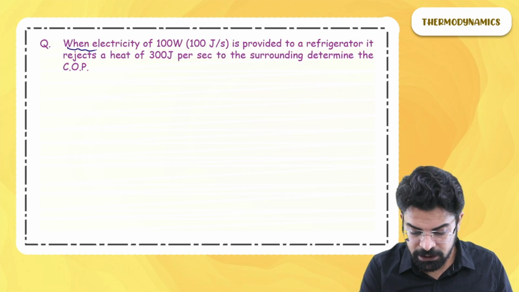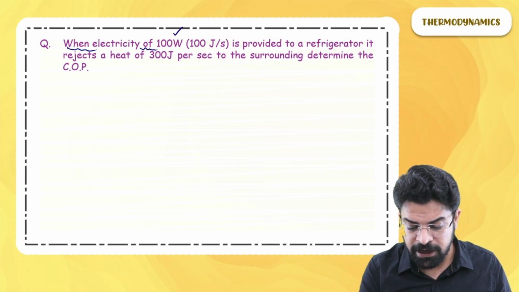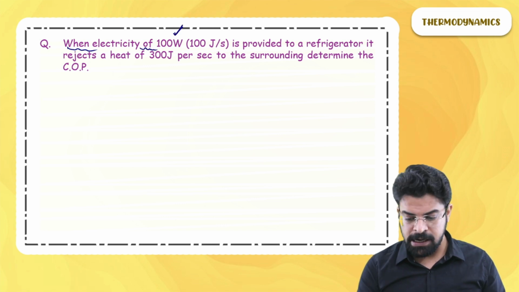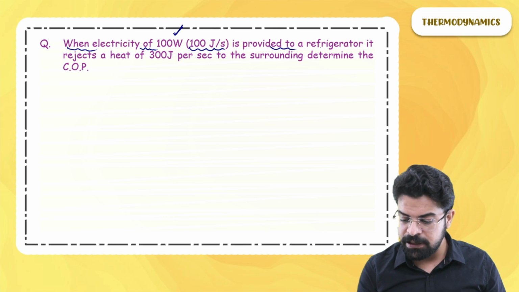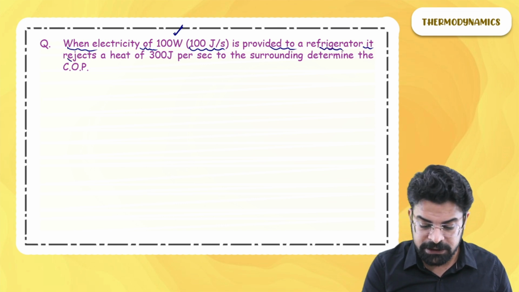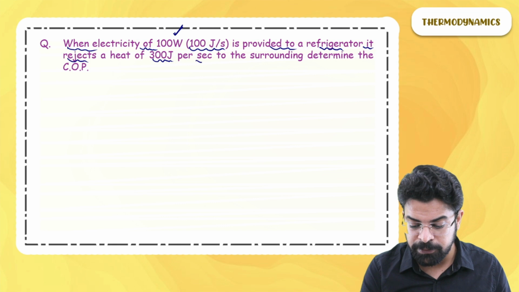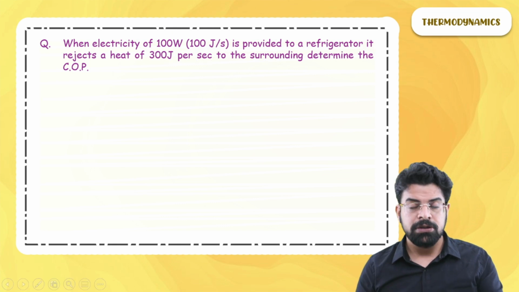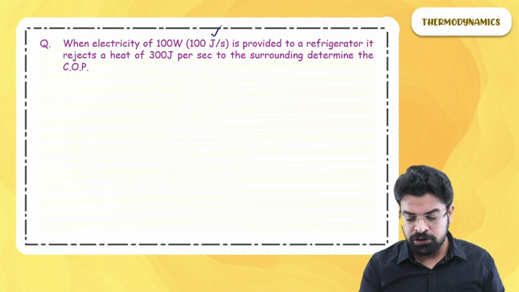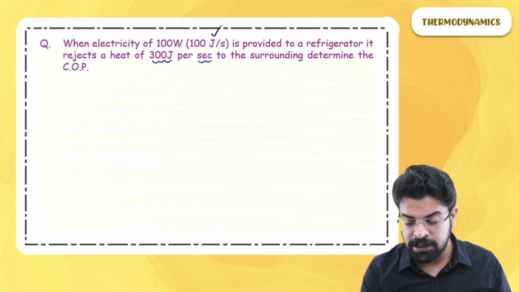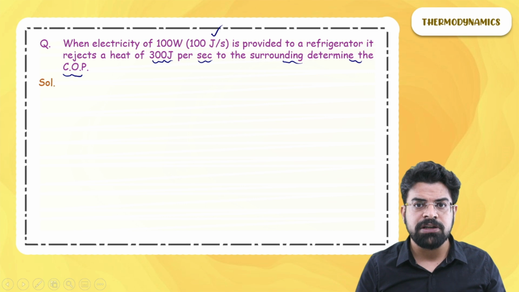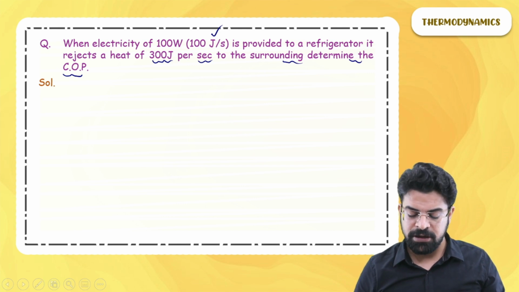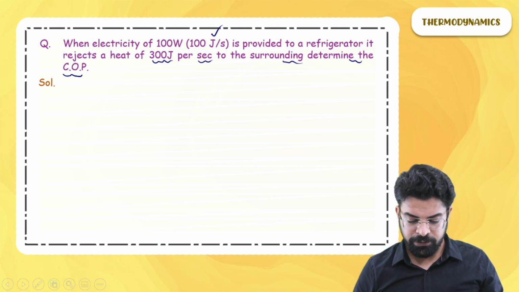When electricity of 100 watt, meaning 100 joule per second, is provided to a refrigerator, it rejects a heat of 300 joule per second to the surrounding. So when the energy input is 100 joule per second, it rejects a heat of 300 joule per second to the surrounding. Determine the coefficient of performance of this refrigerator. So what to do? Visualize.